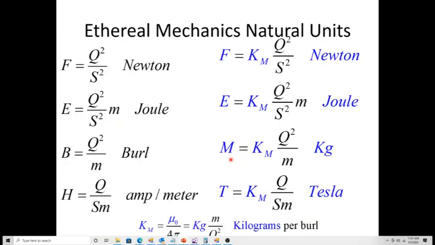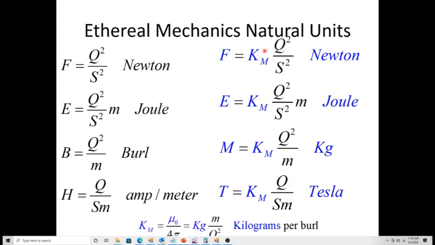So in ethereal mechanics, the natural units are based on the fundamental arbitrary measured quantities: coulomb, second, and meter. Everything is reducible to coulombs, seconds, and meters. And if you ever want to convert natural units into the legacy units, you multiply by km, which is mu over 4 pi, and that turns them into the legacy units.